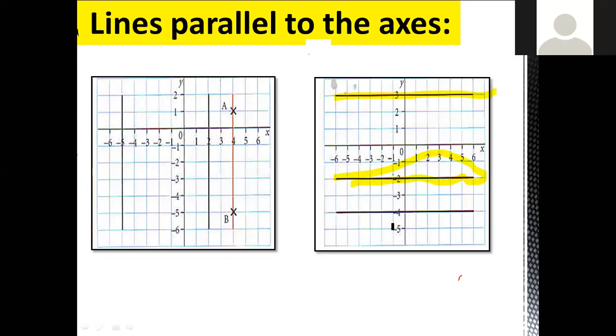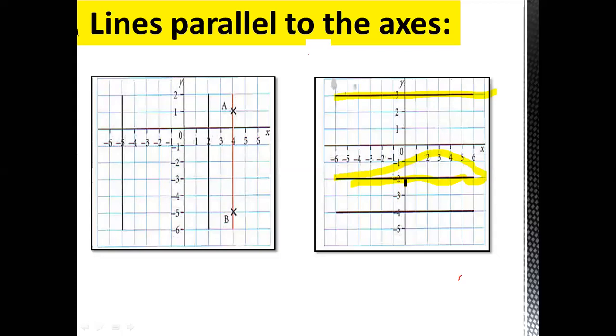It is y equals 3. It's y equals a number. So the equation for a line parallel to the x-axis is y equals a number, any number. If it passes through 3, it will be 3. If it passes through -2, it will be -2. Can you give me the equation for the last line down here? Y equals -4. Excellent. Y equals -4.